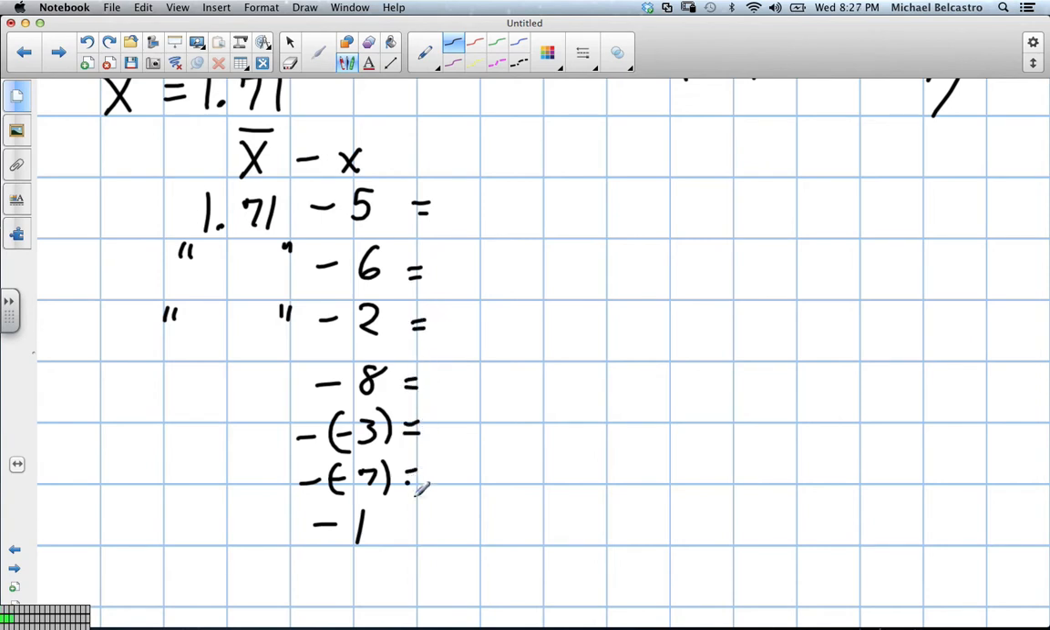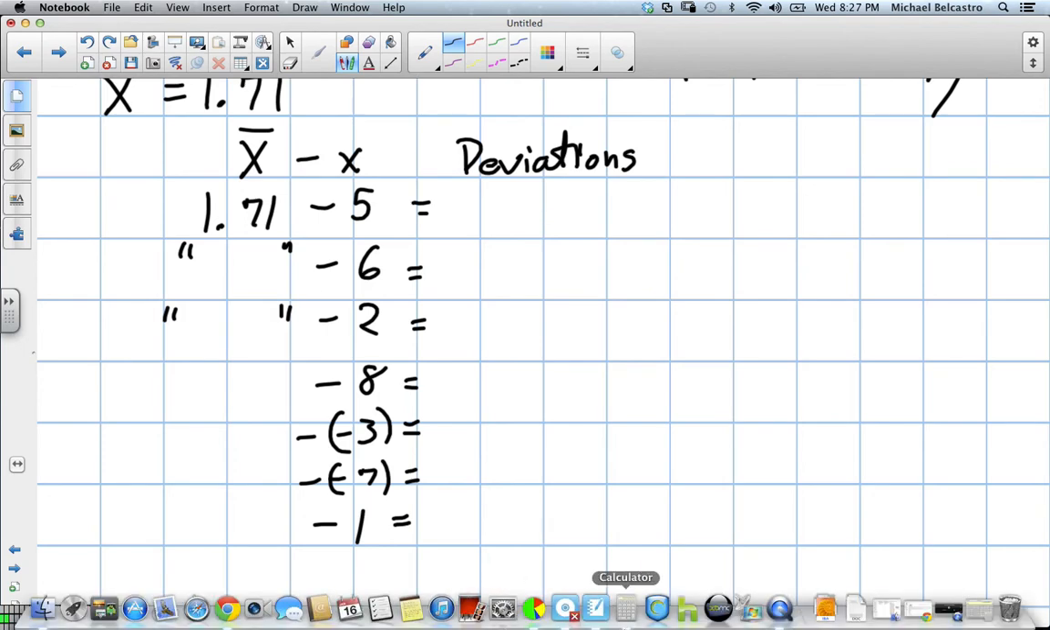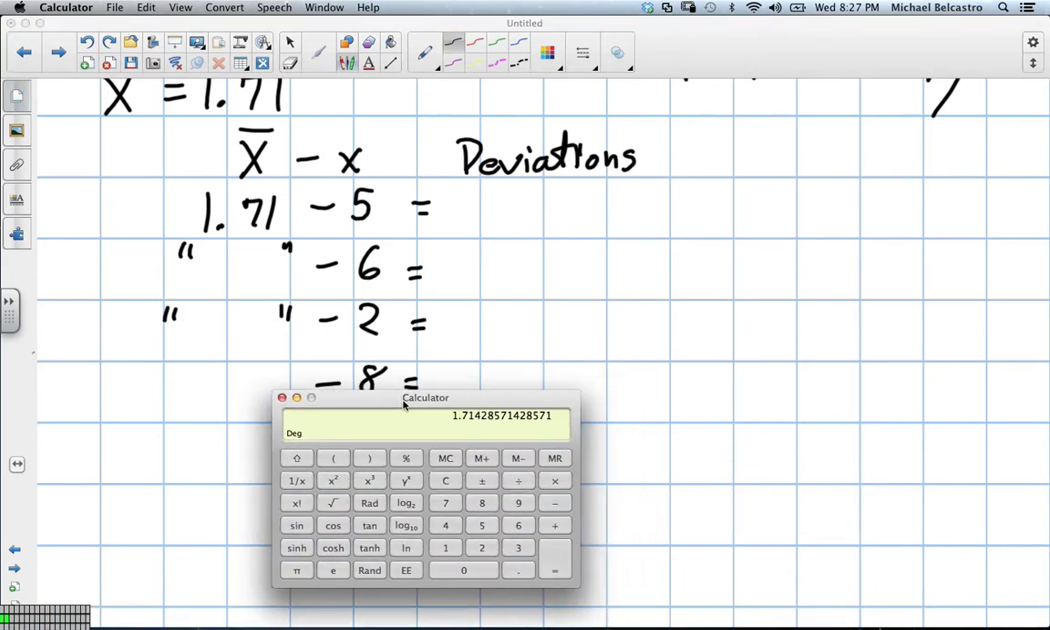these are going to be our, they have a specific term for them. Deviations, that's right. These are all the deviations from the mean. Now, obviously, none of them are exactly on. We then take those deviations. So I guess we should calculate them.